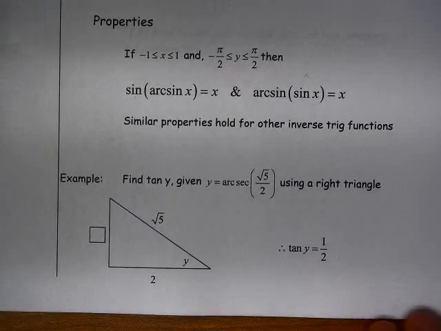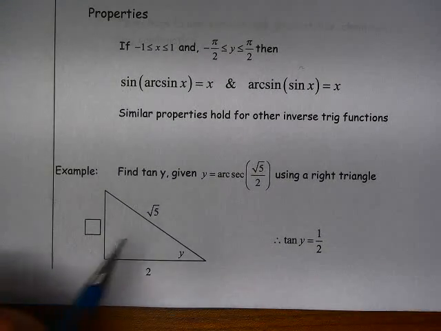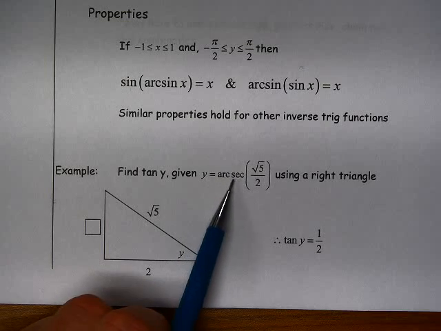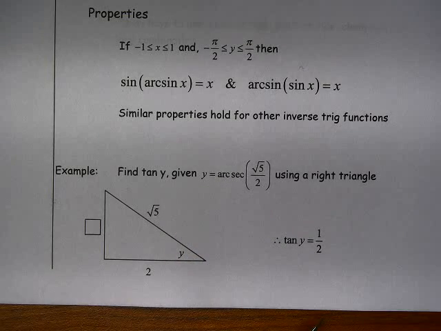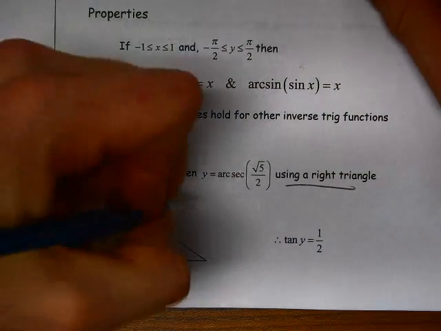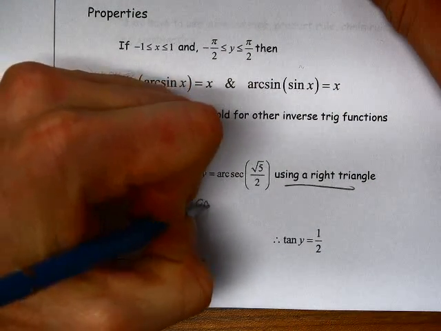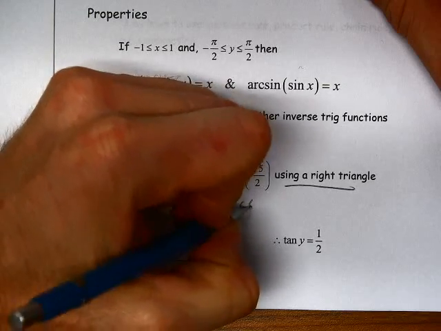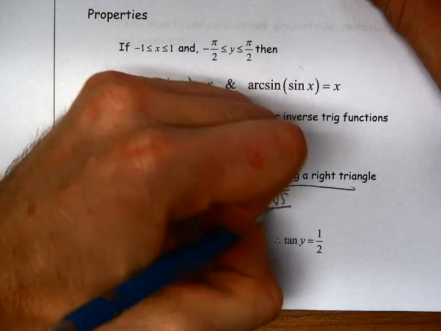All right, let's take a look at an example here. We're trying to find the tangent of y, given that y equals the arc secant of √5/2. And the way to do this is to use a right triangle. So what we're trying to find really is the tangent of the arc secant of √5/2.